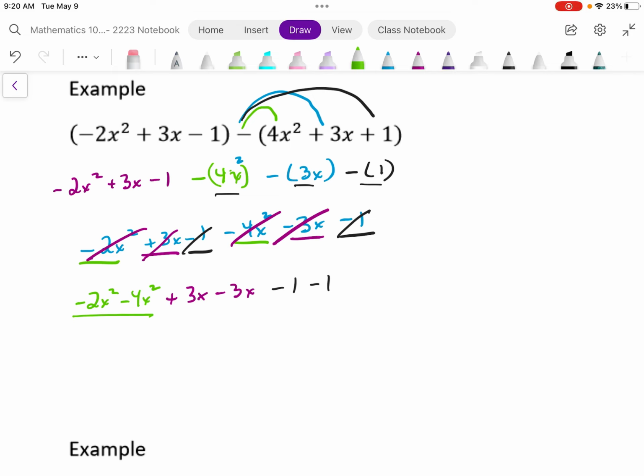So everything with an x squared term, negative 2x squared minus 4x squared is negative 6x squared. If you want, you can just look at your integers. Negative 2 minus 4 is negative 6. And then 3x minus 3x is 0x. And then negative 1 minus 1 is negative 2. Now, although this is my final answer, I would probably prefer to write it as negative 6x squared minus 2. Keeping in mind that every time that we have a zero coefficient, we can omit the term.